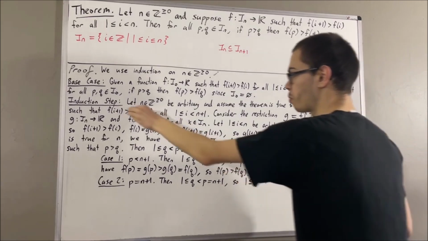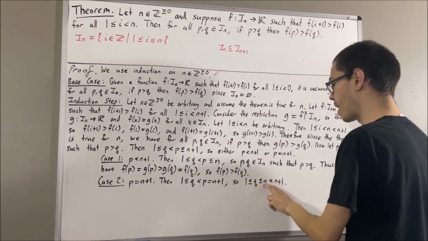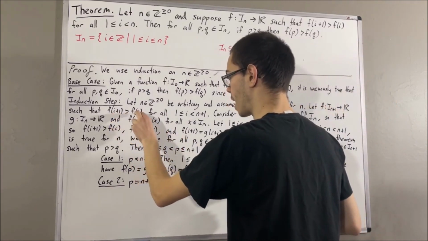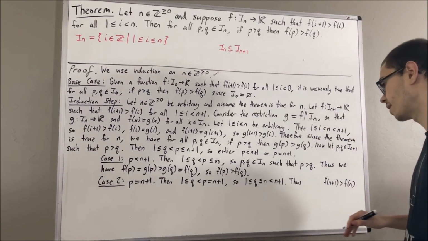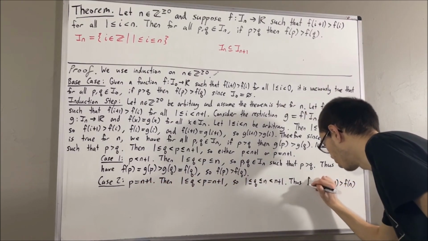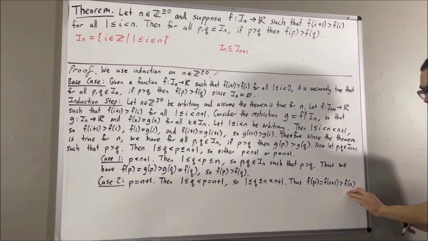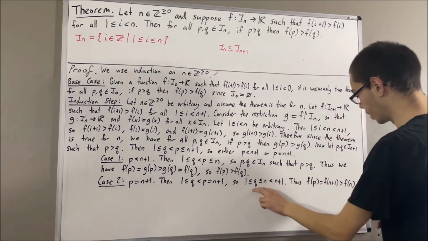So we can use the property that the function f has. If we replace i with n, then we have f of n plus 1 is greater than f of n. And since n plus 1 is equal to p, f of n plus 1 is equal to f of p. Now the claim is f of n is greater than or equal to f of q, which is a reasonable claim because n is greater than or equal to q.